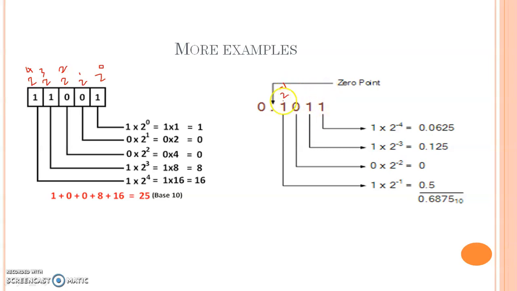So 1 into 2 raised to minus 1 gives you 0.5. This is 0 into 2 raised to minus 2, which is equal to 0. Then 1 into 2 raised to minus 3 is equal to 0.125. And this is 1 into 2 raised to minus 4, which is equal to 0.0625. Adding up, you will get 0.6875 to the base 10.